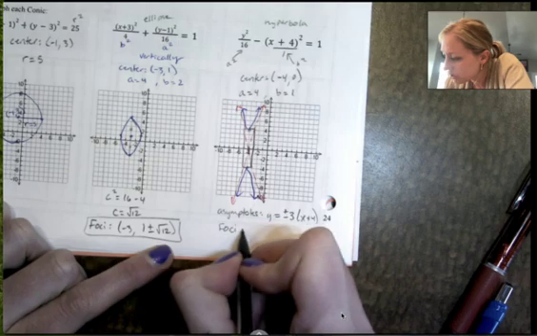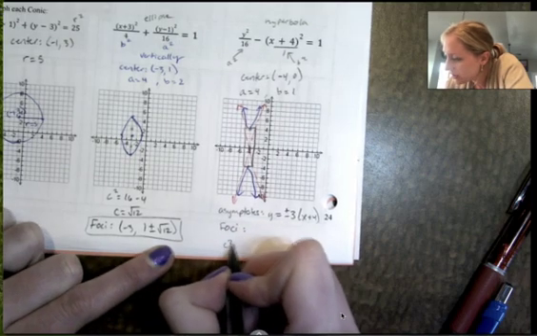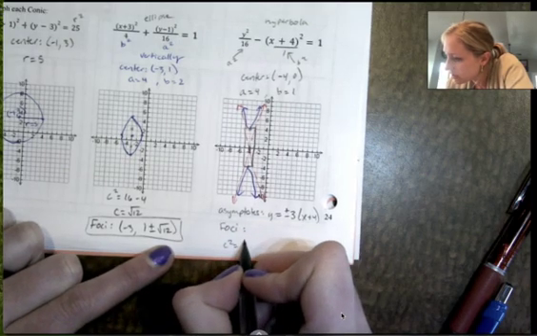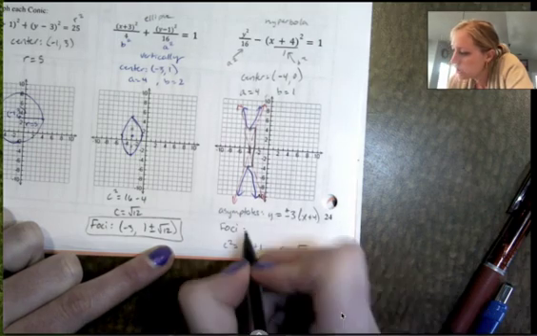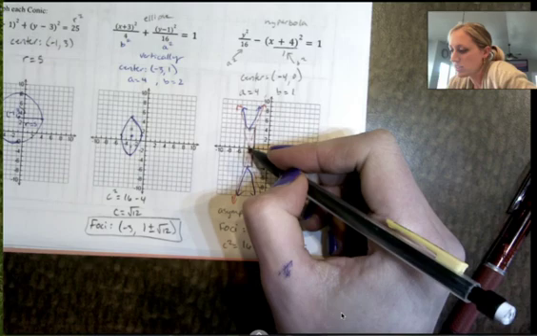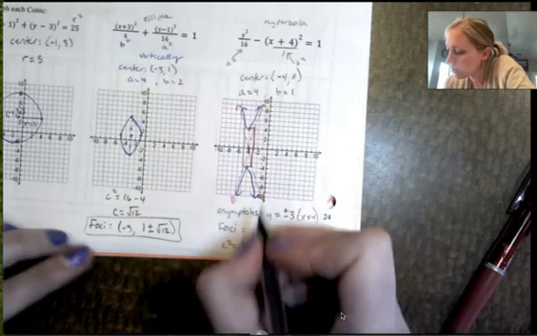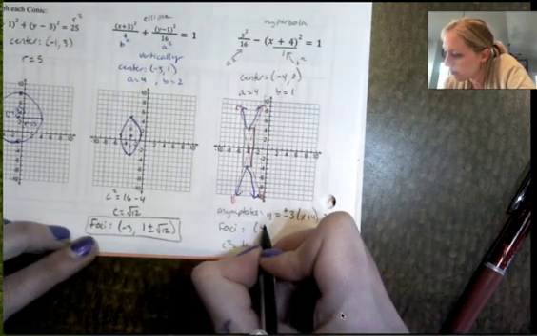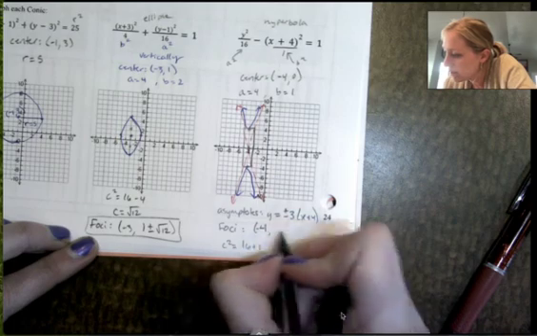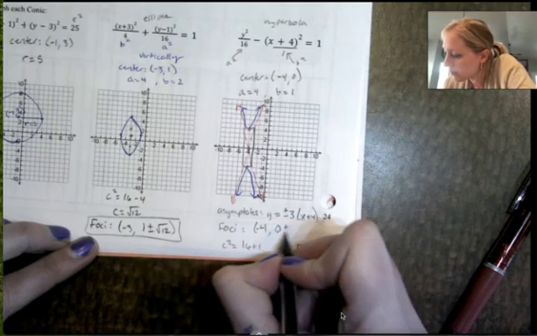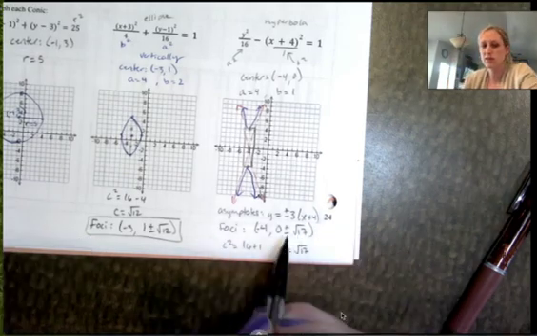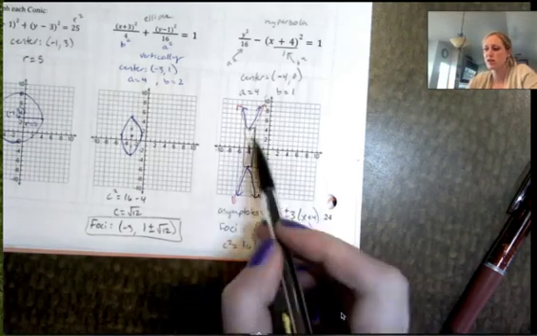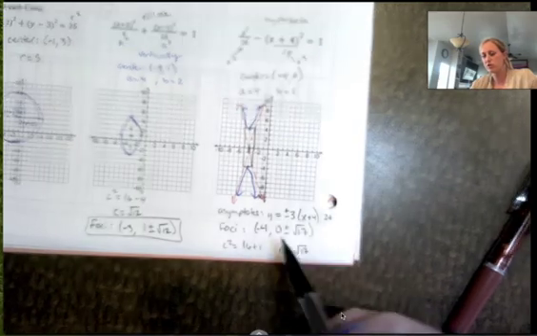Foci, again, I would need to know c. So c squared here is 16 plus 1, so c is the square root of 17. Foci here, again, is affecting the y coordinate of the center. So my foci, the x coordinate of -4 stays the same, and then 0 plus or minus root 17 is where I would get the foci. So some additional things that are kind of hard to label on your graph that you still want to be able to find.